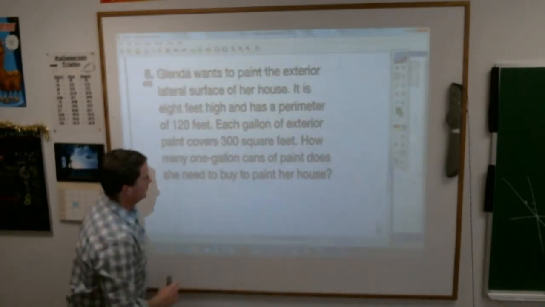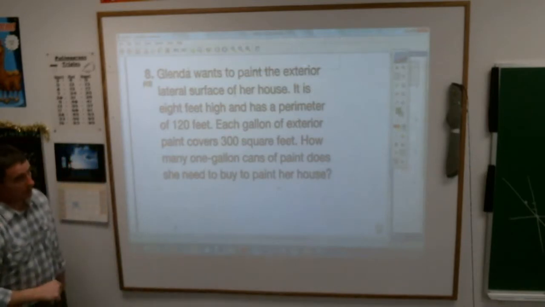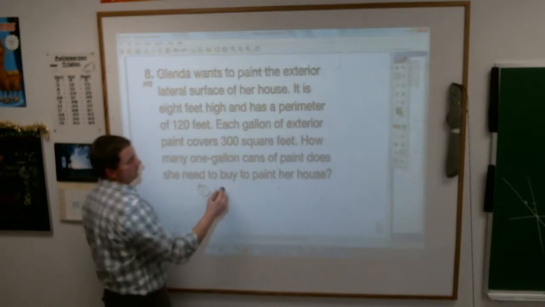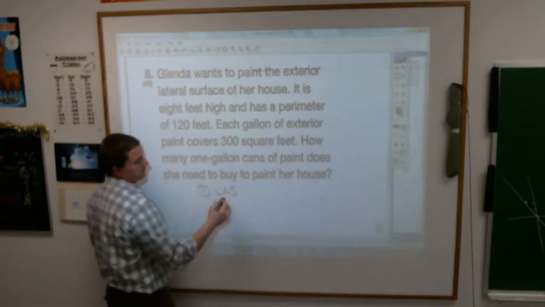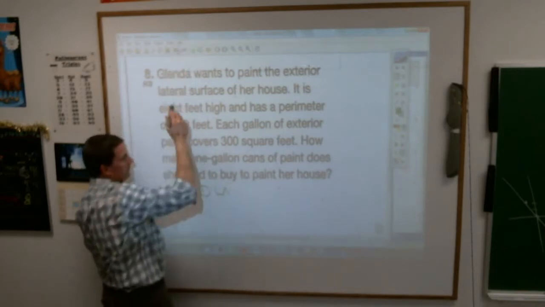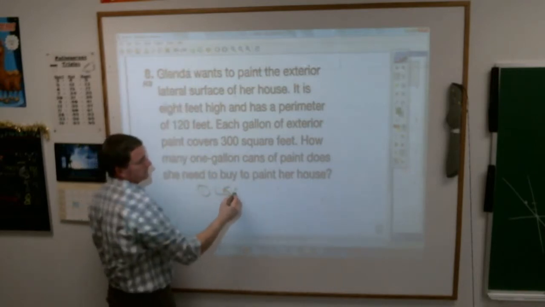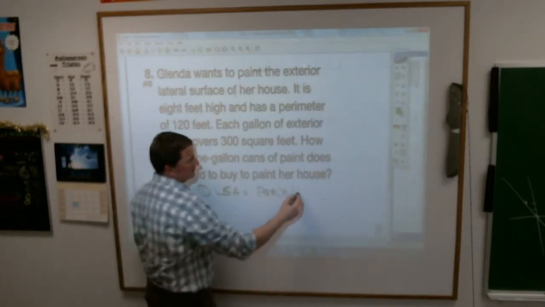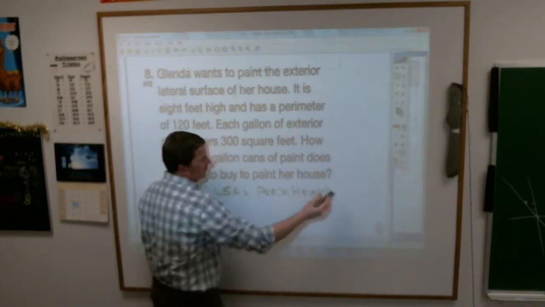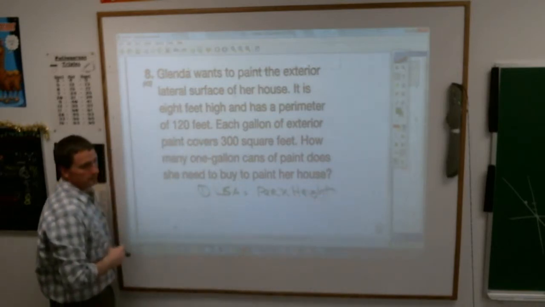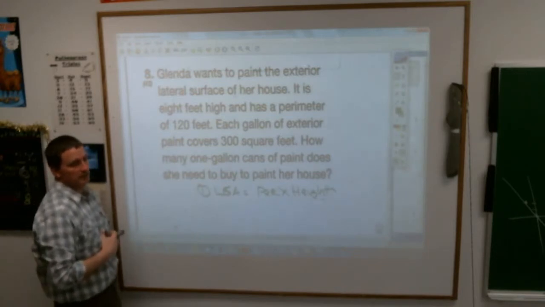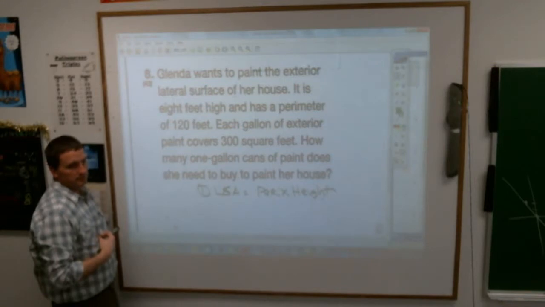Eight would be the one where I certainly would use my notes for tomorrow, because I just write this down. First thing you want to do is find the lateral surface area. And the lateral surface area equals the perimeter times the height. Now, how do I know what the perimeter and the height of this shape are? Tough. Christian, how do I know what the perimeter and the height are?